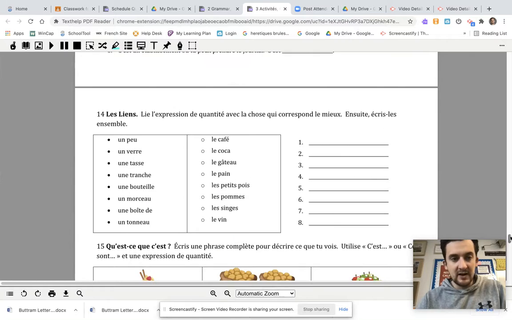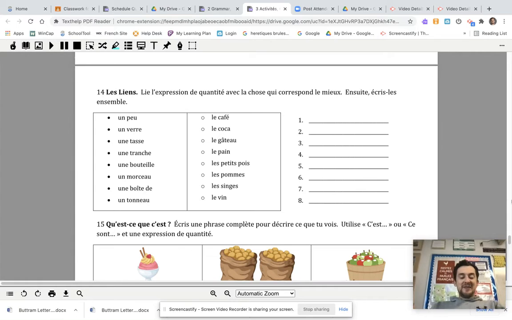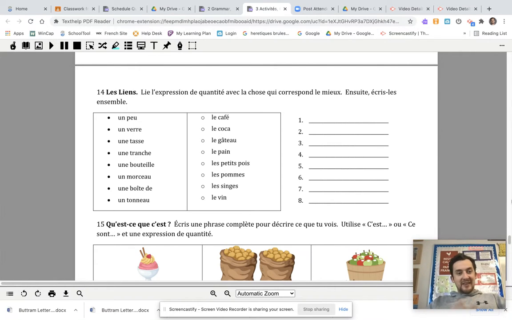Easy. All right. Also, exercice 14. Both of them are labeled that way. It says lis l'expression. That means connect the expression de quantité avec la chose qui correspond le mieux, to the thing that corresponds the most. Ensuite, écris-les ensemble. Next, write them together. Oh man! All right, this might require some thinking. So I've got the word un peu, which means a little. I've got the word un verre, which means a glass, and une tasse, which means a cup.